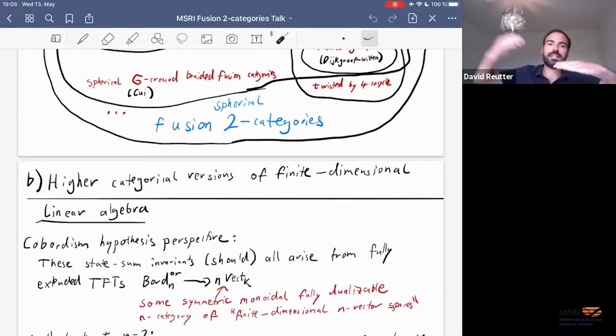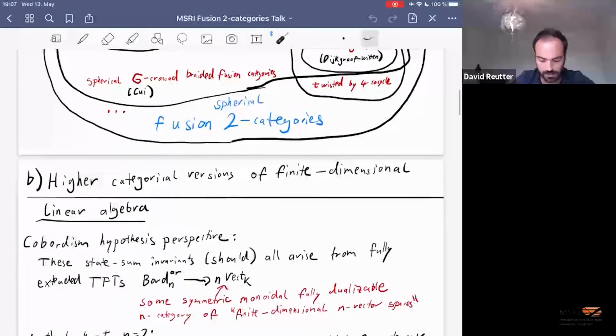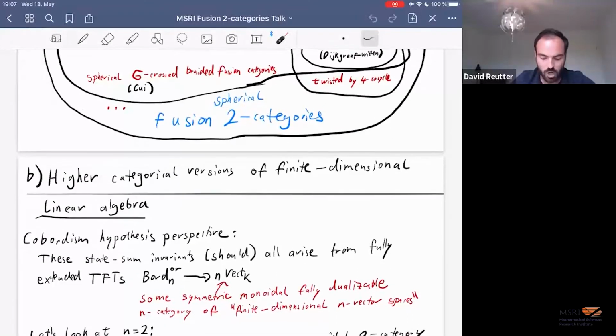But of course, then there's also the question, what I'm going to answer is what are 2, 3 and 4 dimensional versions of finite dimensional linear algebra. At some point, there needs to be somehow the push out of these two ideas to get to some notion of infinity n-dimensional versions of finite dimensional linear algebra. But anyways, let's just focus on the finite category number case here.